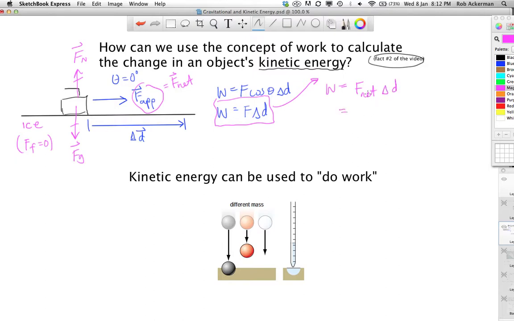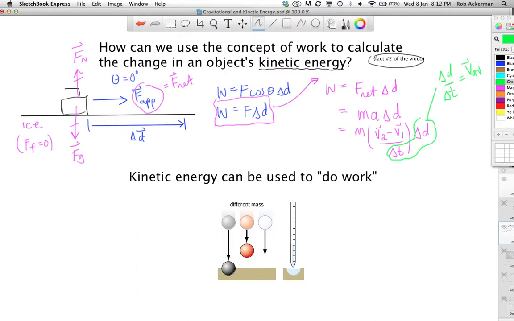Now we know from Newton's second law, F net is equal to ma. So now we have ma times delta d. We also know that a is equal to v final minus v initial divided by time. That's the acceleration formula. And here's delta d. Now, we're going to do a little mathematical trick here. I'm going to group these two. So delta d over delta t, if you recall, is v av.